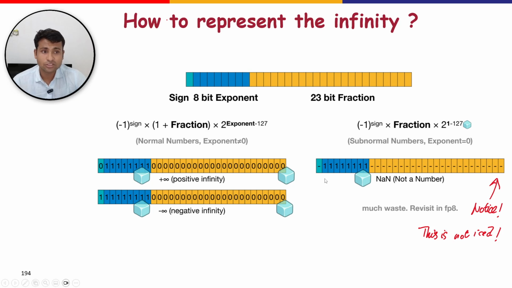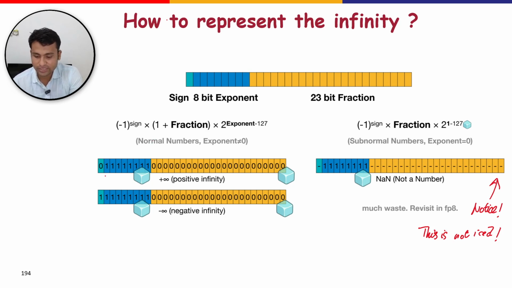How is the representation of infinity in this? If you've already used Python before, there are two particular numbers which you see, not a number, NaN, and infinity. Both of these are valid representations in FP32. So what we saw is that if the exponent is 0 and the fraction is 0, then it would mean a 0.